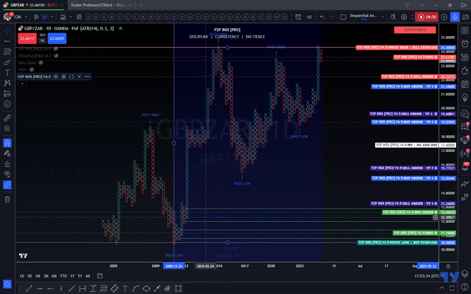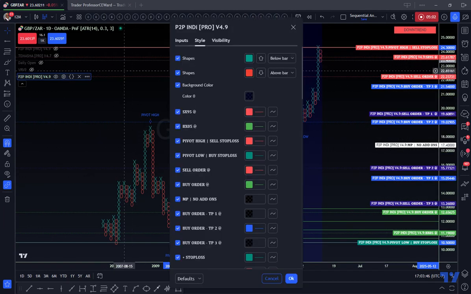All right, so as you can see, it already has identified demand. Not only has it identified demand, it's given us two prices. Because we're in a downtrend, I'm going to get rid of all of the buy order TPs because we're not thinking about going long right now, just short.